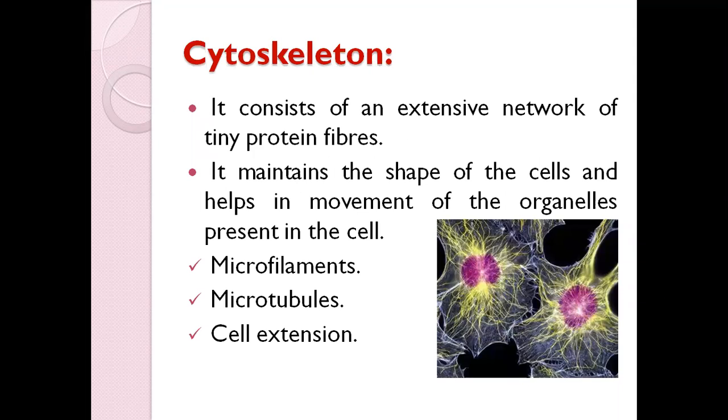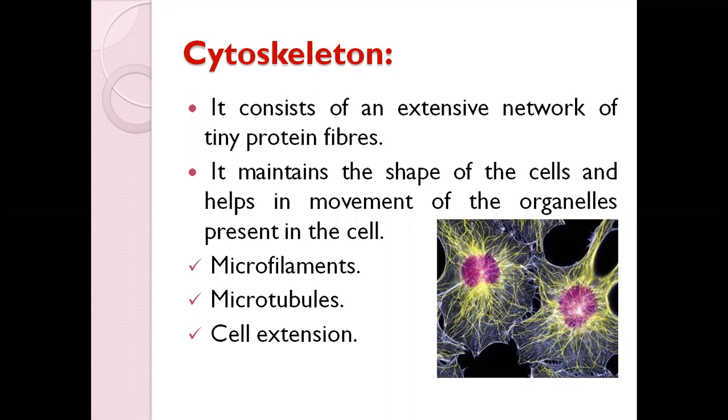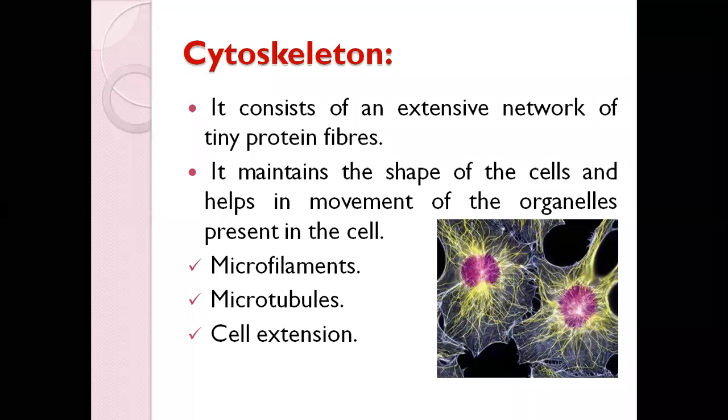So now we will be continuing with the cytoskeleton. This cytoskeleton is usually distributed all over the cytoplasm. If you can see from the diagram, the purple color indicates the nucleus, and the remaining yellow and blue colors are your cytoskeletons. And we have different forms of cytoskeletons. We have the microfilaments, the microtubules, and the cell extension. And the main function of the cytoskeleton is that mostly it helps in the movement of these cell organelles.